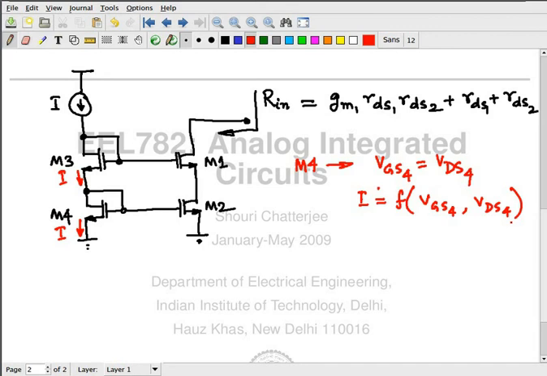It's the inverse of this function, whatever function it is. So that means that the voltage at this particular point is very well defined. Given the current, that voltage is a certain value. This voltage also happens to be the source voltage. They are connected together. Okay? So the source of M3 is also at a fixed potential.